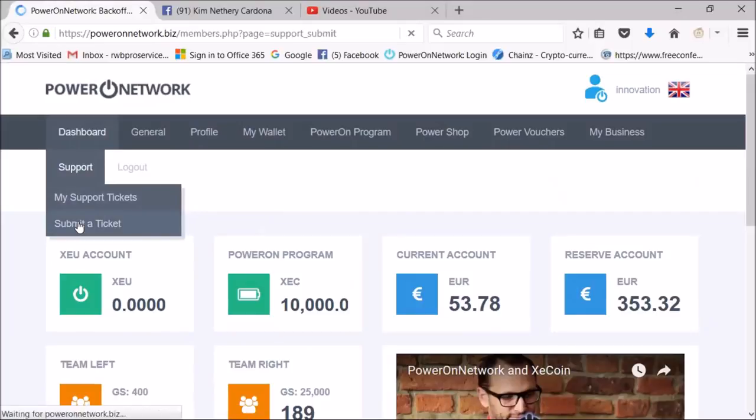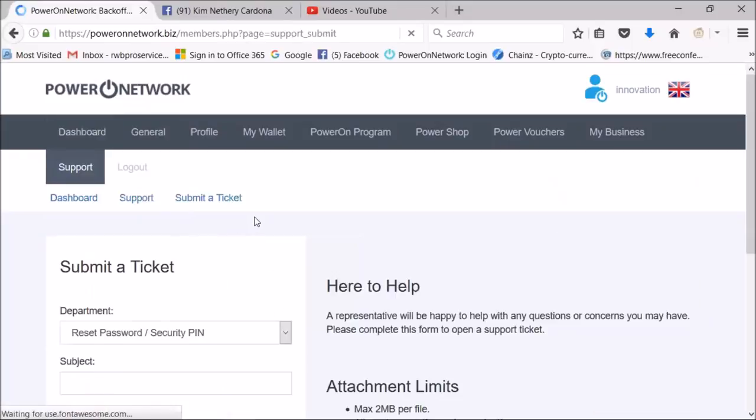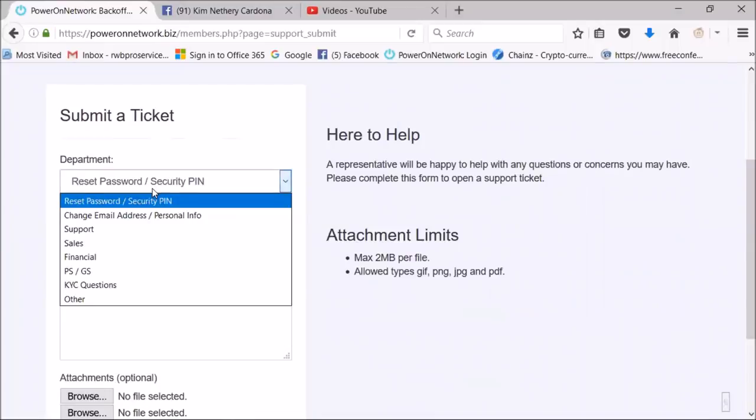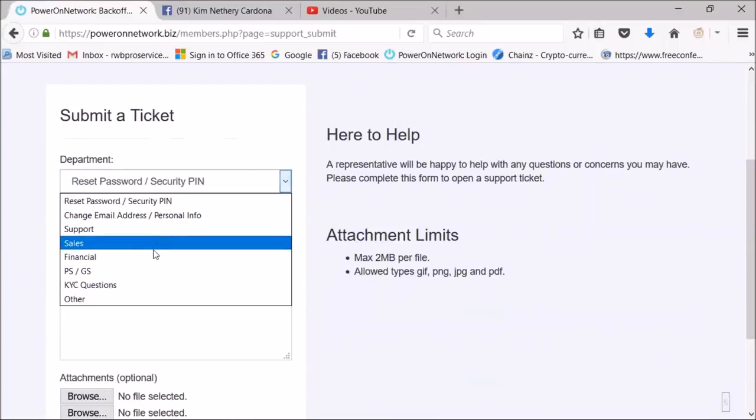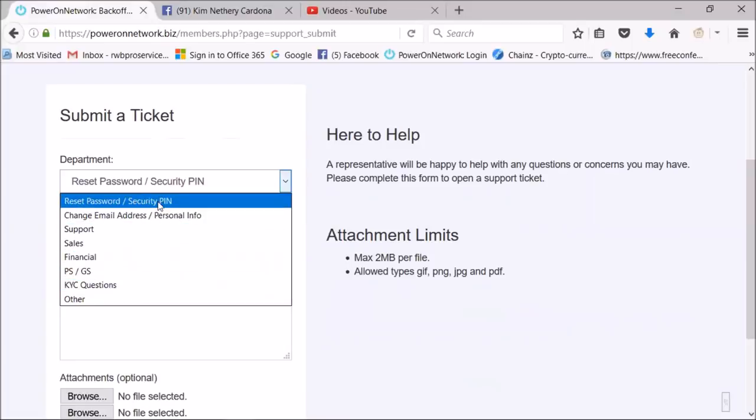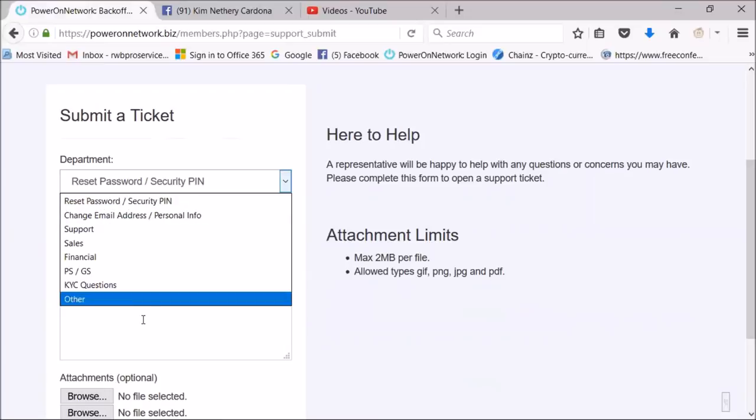When you come in, you'll click this. It'll switch you over to this next screen. And then you're going to put in the department that you want. So any of these: support, sales, finance, KYC questions, so questions that you would have as far as banking information, anything revolving around the wallet, you can also ask them as well. Resetting your security and your PIN or your pass, or just click other.